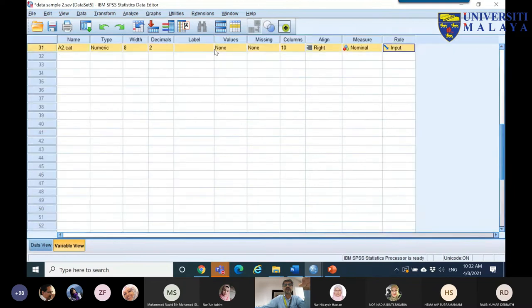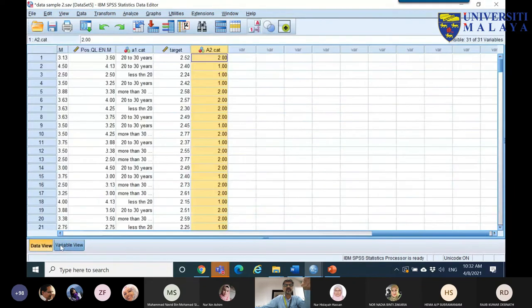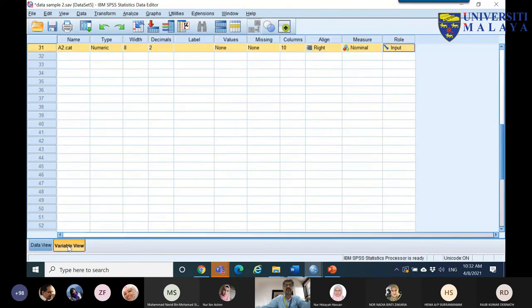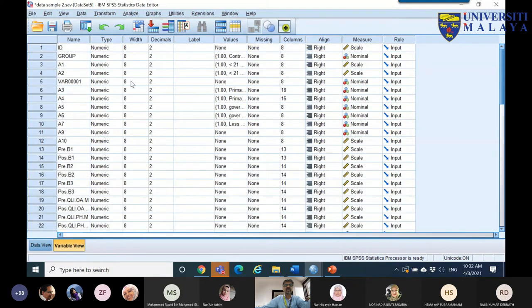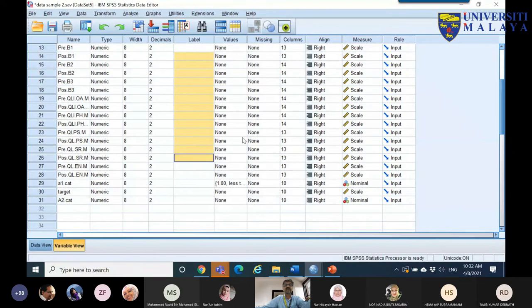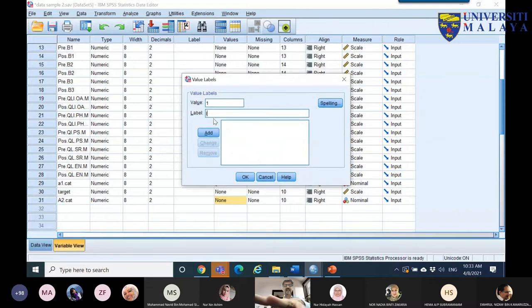And then, of course, I can go to the variable view, because SPSS provides you two environments: data view for entering the data, and variable view to identify the types of variables and any labels. Even for the values, we can create labels, correct? So if I click here, under value, 1 is less than 30, and 2 is more than 30 years. Add, okay.